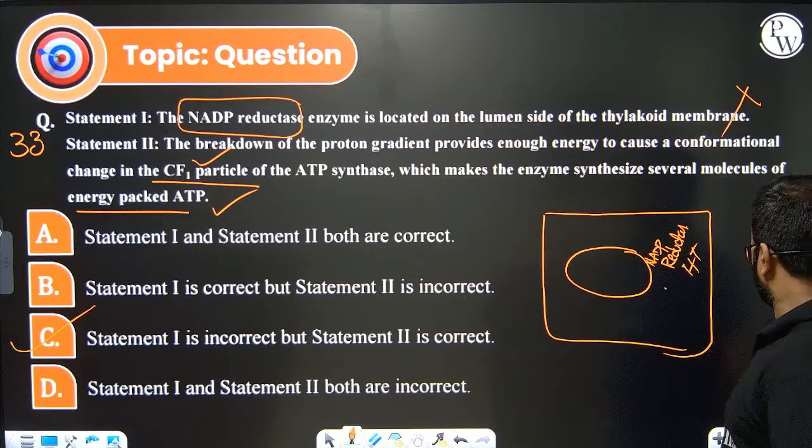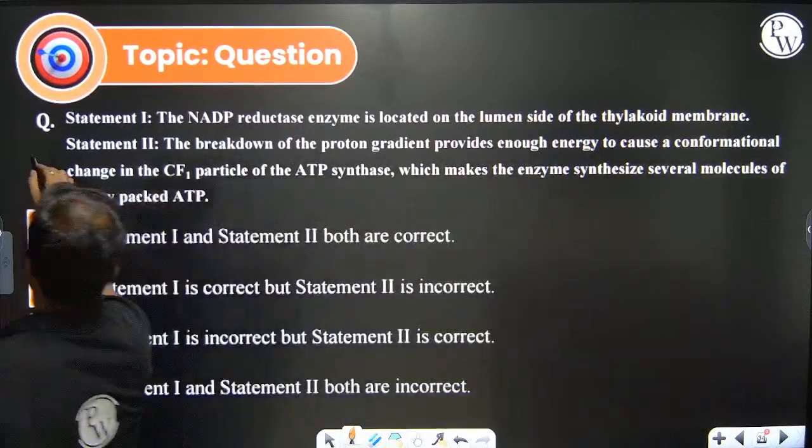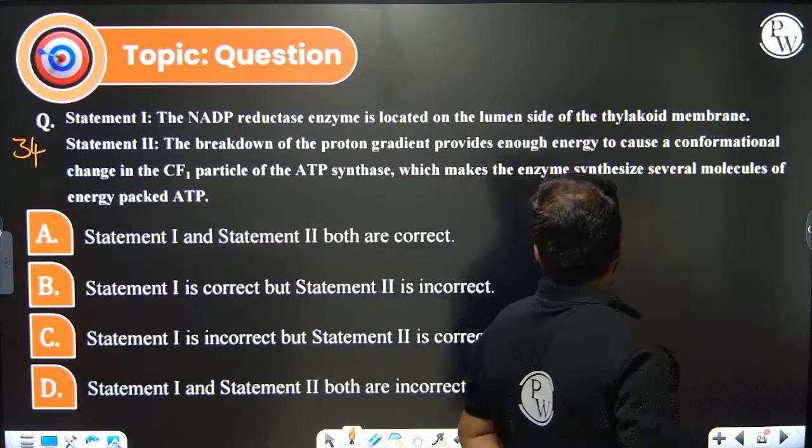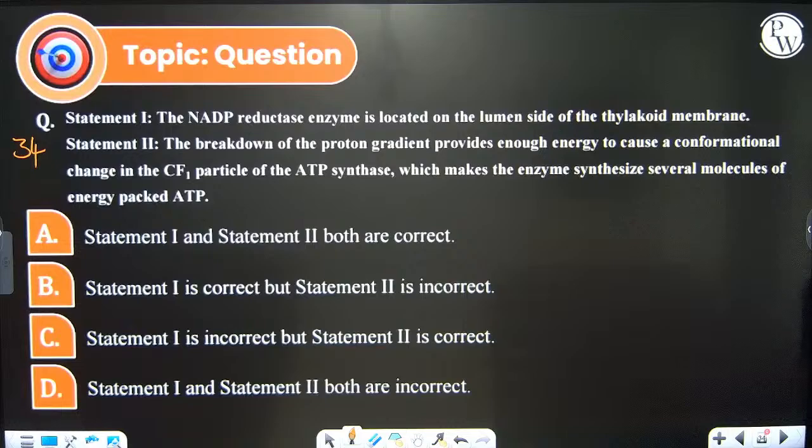Let's see the next question. What is this question saying? The NADP reductase enzyme is located on the luminal side of the thylakoid membrane. No, it is present towards the stromal side, not the luminal side. So this is wrong.